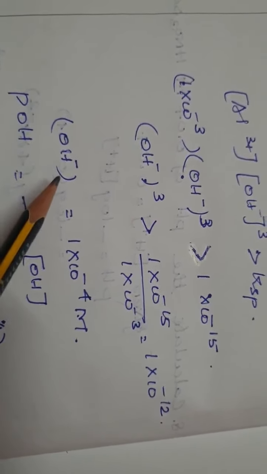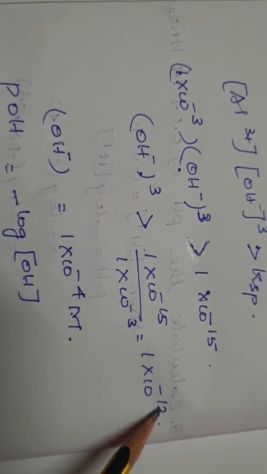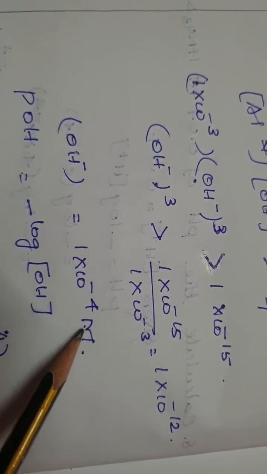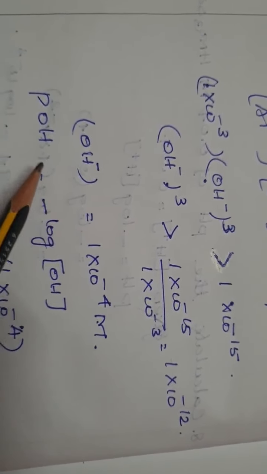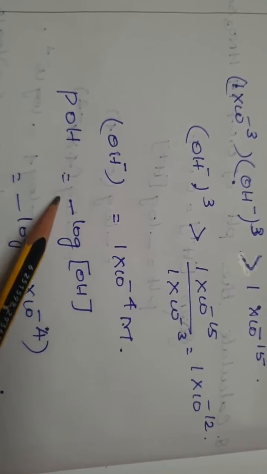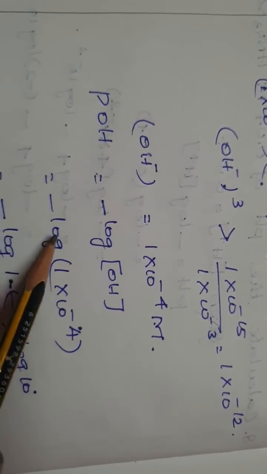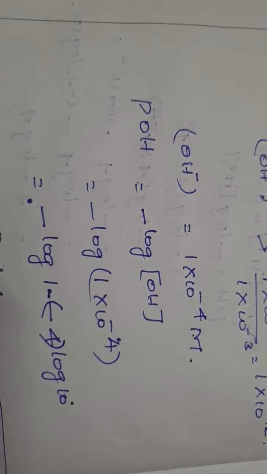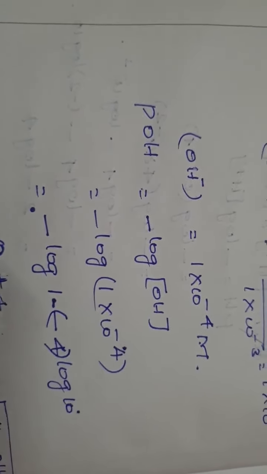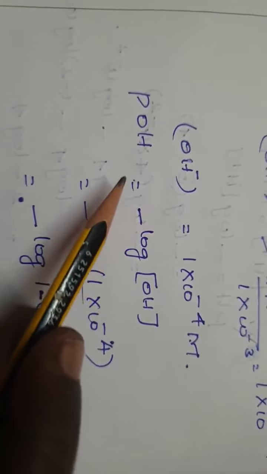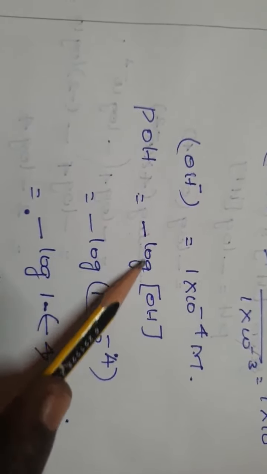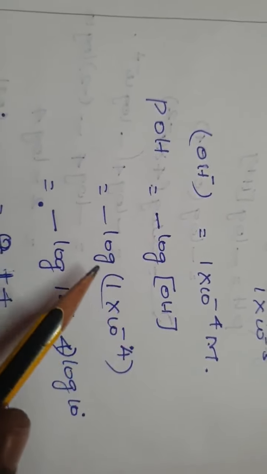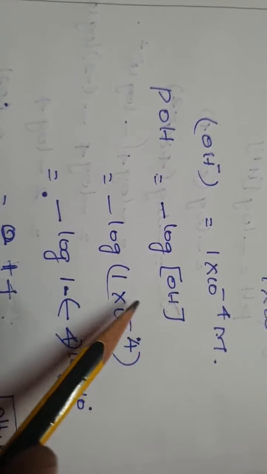So how to calculate OH? Just the power 12 divided by 3 gives 4. So OH is 1 into 10 power minus 4 M. So how to calculate pOH? pOH is equal to minus log OH. Similar to pH, from H plus, how to calculate pH? pH is equal to negative log of H plus concentration. So here instead of H, pOH is given: minus log OH minus to the base 10. So instead of OH you have to substitute 1 into 10 power minus 4.